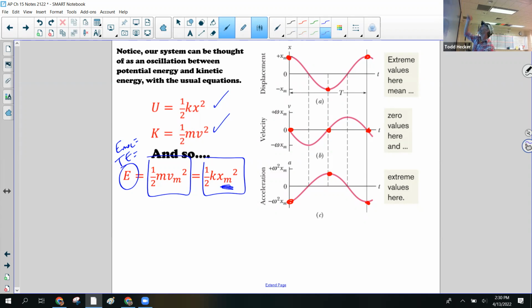And notice your maximum velocity occurs at the middle, right? When you get back to that origin point, that's where your net force is 0. So at the origin, you're at your maximum velocity. And at the origin, your spring is no longer squished or stretched, so there's no force and thus no acceleration.